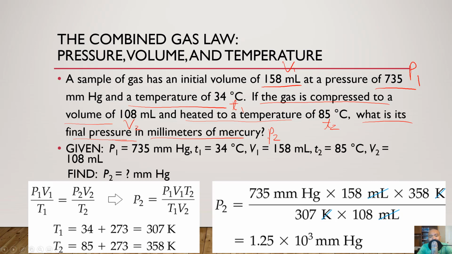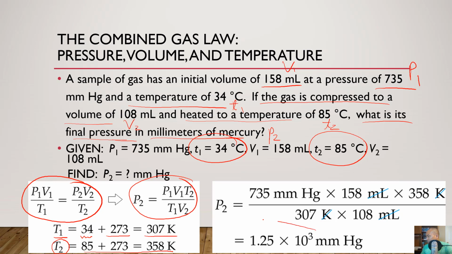Apparently, in these two conditions, we have three variables changing. So we need to use the combined gas law. Do remember, the T must be converted to Kelvin scale. So T1 is 34 degrees Celsius plus 273. This converts Celsius to Kelvin. Similarly, we can do that for T2. Then we can substitute the numbers in, and we find out P2 is 1.25 times 10 raised to 3 millimeters of mercury.